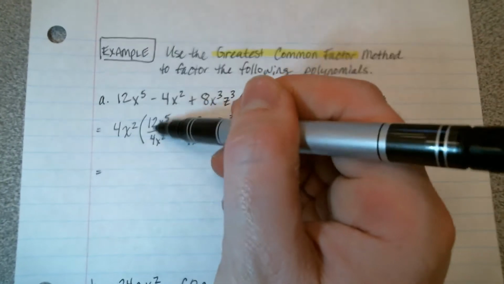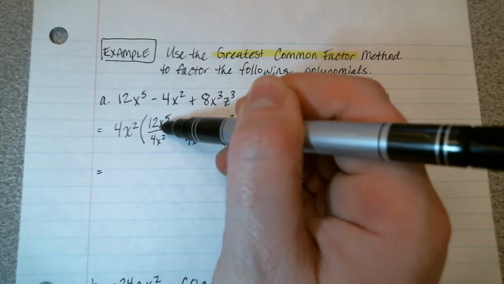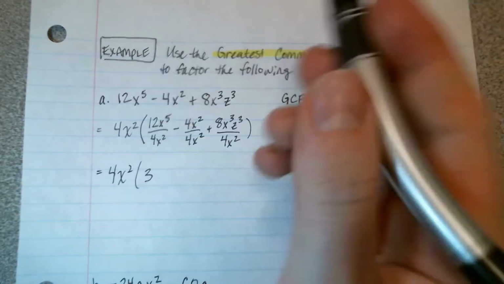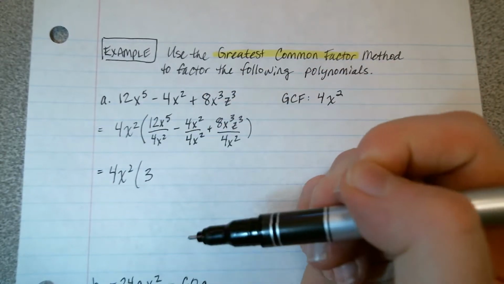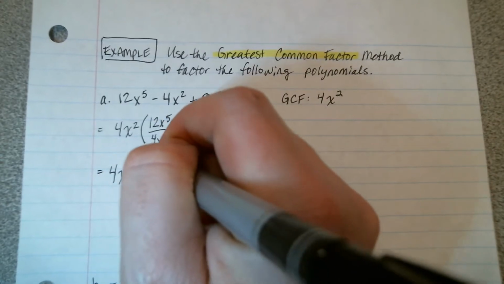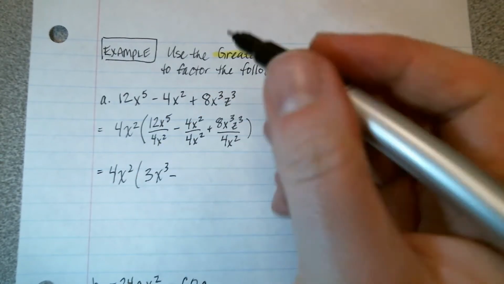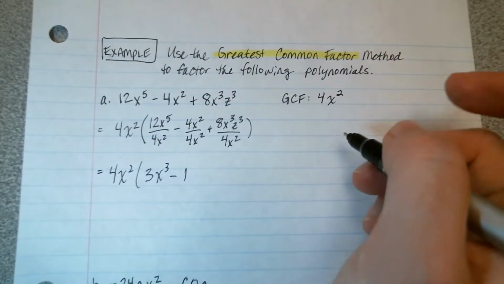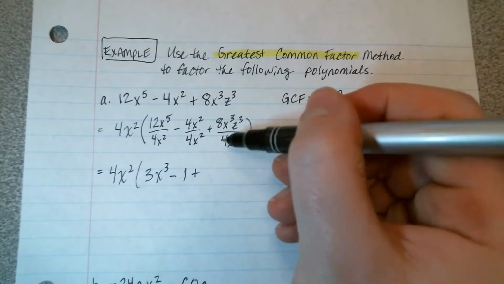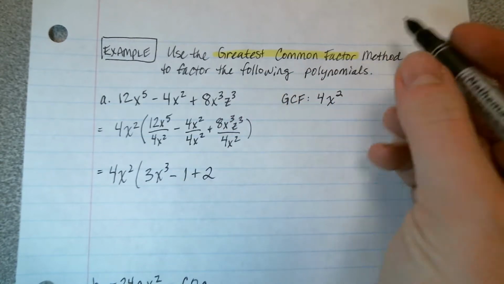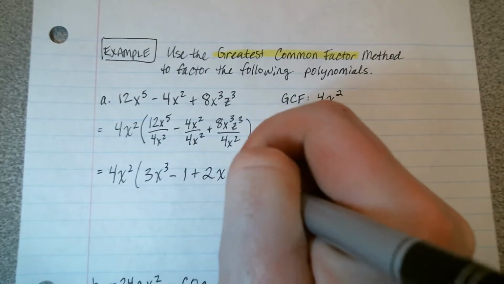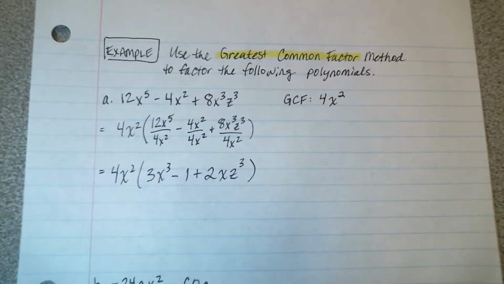So I can combine coefficients by actually dividing 12 by 4 to get 3. X to the fifth divided by x squared, we use our exponent rules to combine to get x cubed. Minus a quantity divided by itself is always just 1. And then plus 4 goes into 8 2 times. X cubed divided by x squared is x to the first, and I still have z cubed. And so that's what's left inside the parentheses.